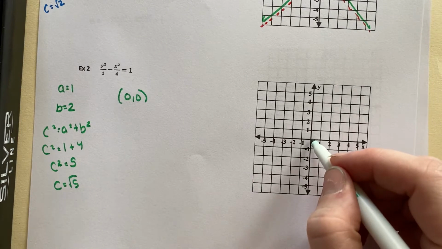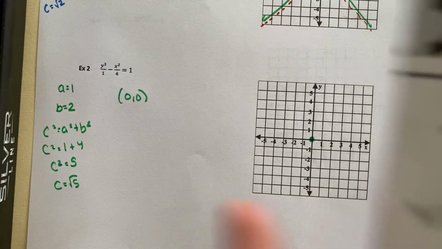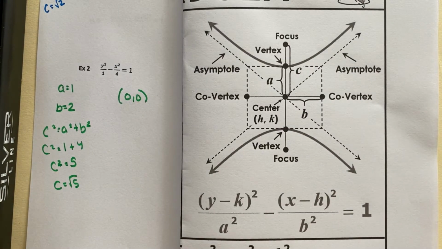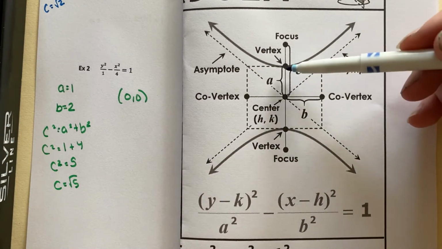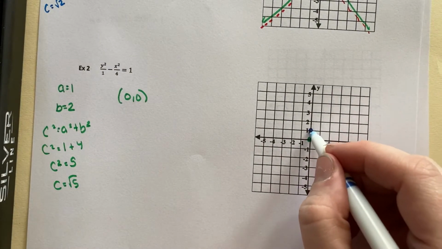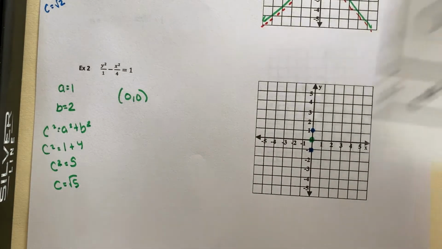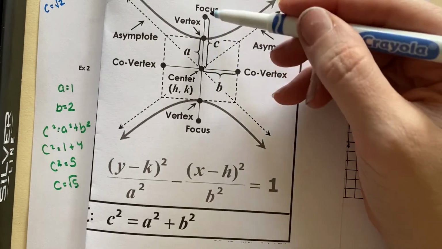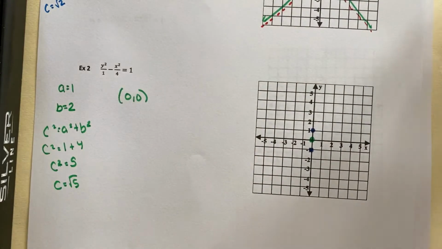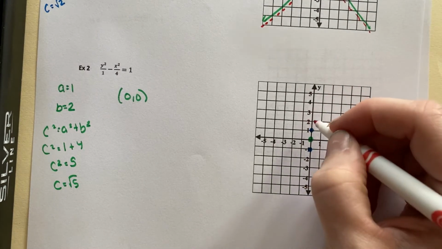Okay, so I want to plot my center at 0, 0. Now let's find what we need to graph everything. Let's do the vertex first. So the vertex is going to be at A. A is 1. So I'm going to plot my vertex at 1 and negative 1. Okay, what's next? We've got C. C is the distance to the focus. So C is root 5, which is about 2.2.